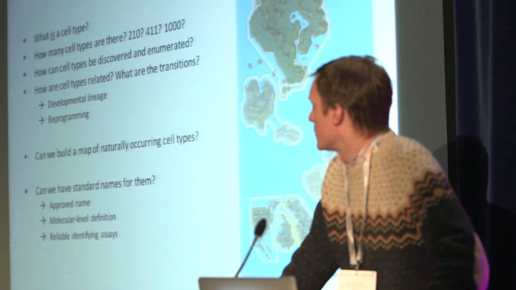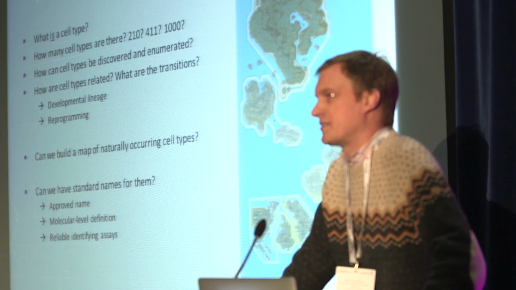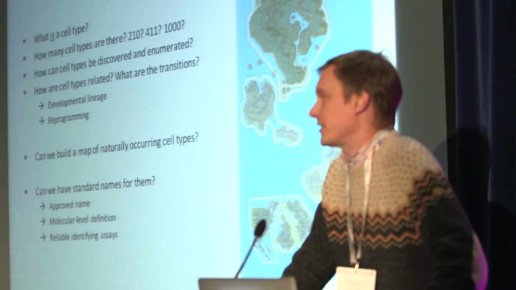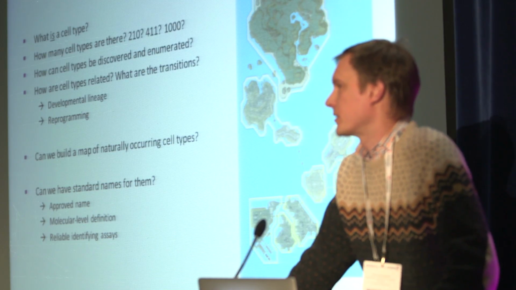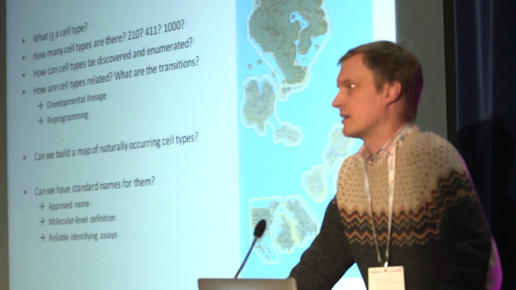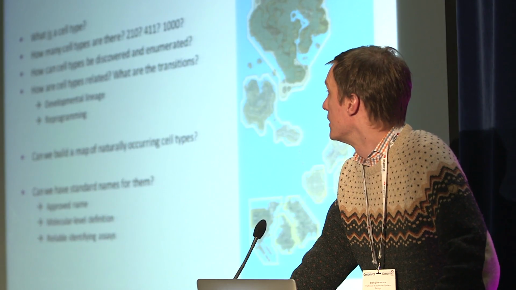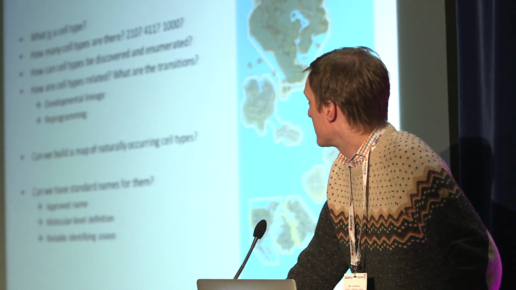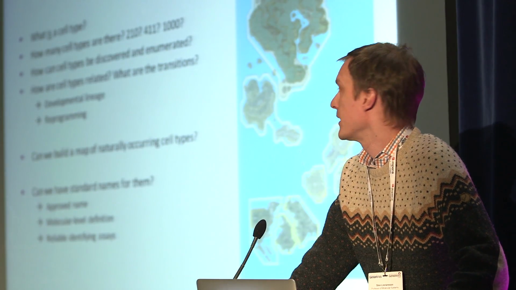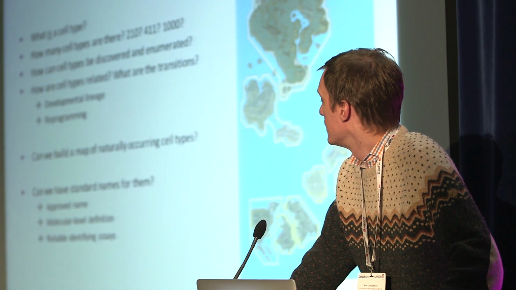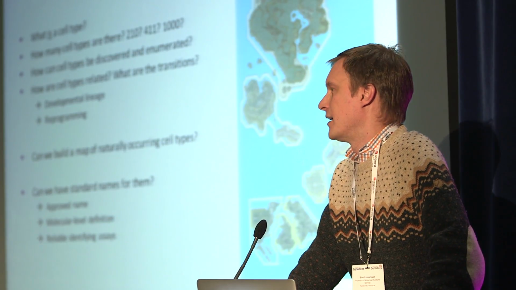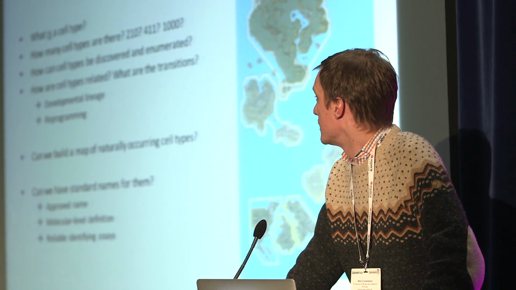The most prominent one up there is what is a cell type? And it's still a mystery, although I think we're now confused at a much higher level, having acquired a lot more data. I wanted to know how many cell types there are. You see I have some suggestions there: 210, 411, or 1,000. I think we can probably exceed that a little bit, but not by orders of magnitude.